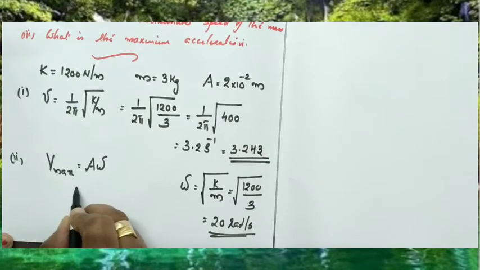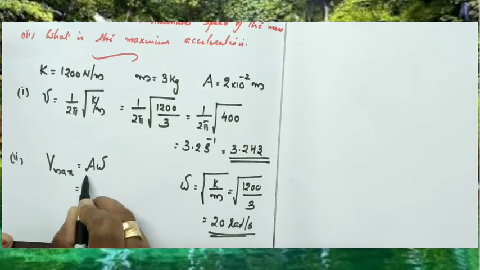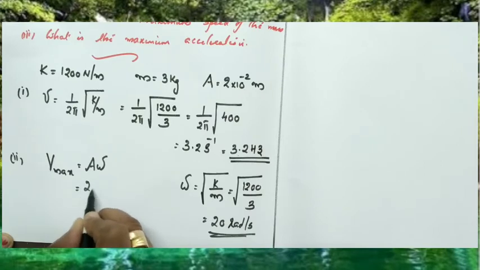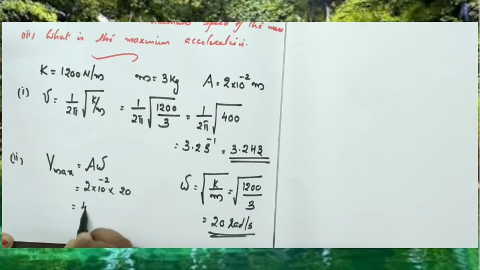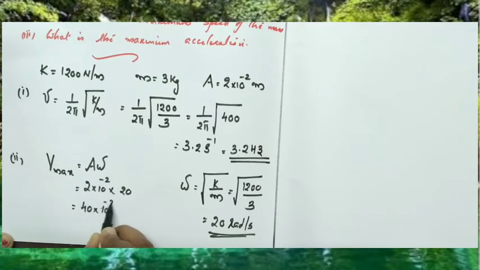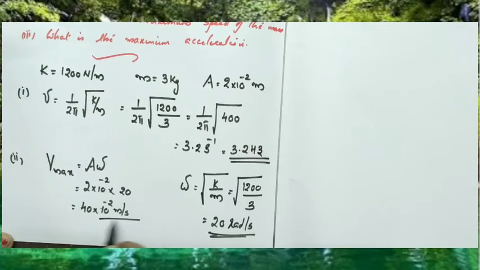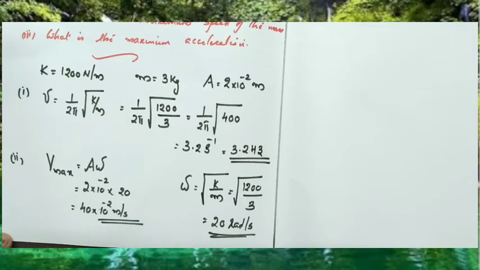So directly we can substitute here A. What is the value of A? Amplitude is 2 into 10 raised to minus 2, into 20. So 40 into 10 raised to minus 2 meter per second. So this is the value of maximum velocity.